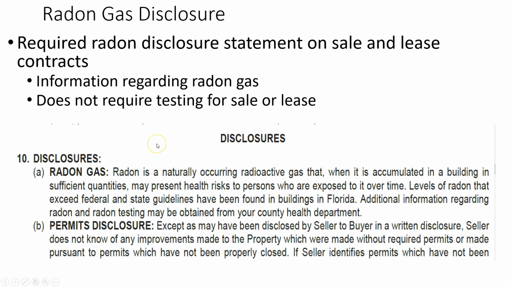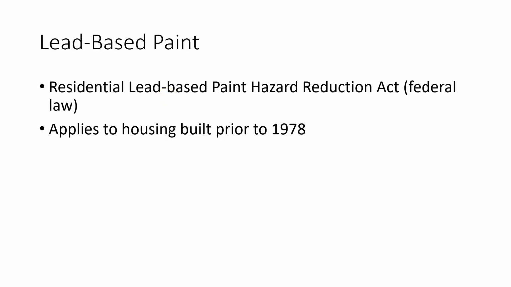We do have to issue a statement on the sales contract about radon gas. This is purely information that radon gas may be dangerous, so check on it if you want. There's no obligation for the buyer or the seller to test or fix. Purely a disclosure. There's also a lead-based paint form for houses built before 1978.